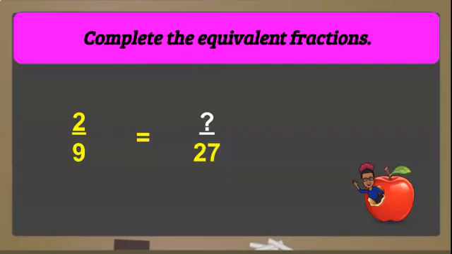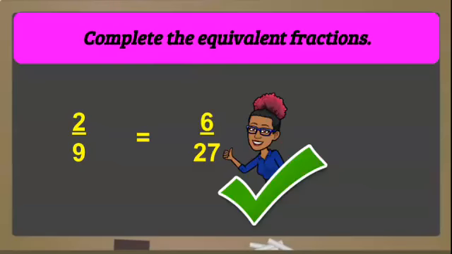Let's complete the equivalent fractions. 2/9. We look at our denominator 27, so that means we multiplied. What will be our equivalent fraction? Because we have to know what we multiplied 9 by to get 27. To do the same thing, multiply that number by 2 to get our numerator. So we multiplied by 3. So 2 times 3 is 6, and 9 times 3 is 27, to get our equivalent fraction of 6/27.